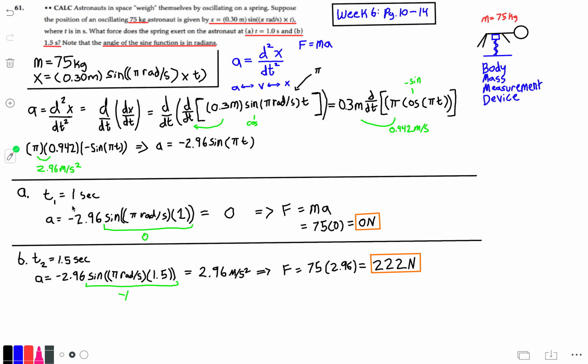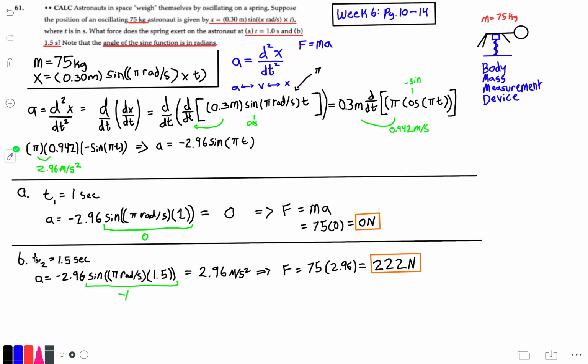So from here, we're just going to be inputting the variables for time, which our t1 is given as 1 second. So inputting that here, the sine of pi is 0, so this just cancels out, and our acceleration is left with 0. From here, we can plug into Newton's second law, and we get that 75 kilograms times 0 meters per second squared acceleration is 0 newtons.